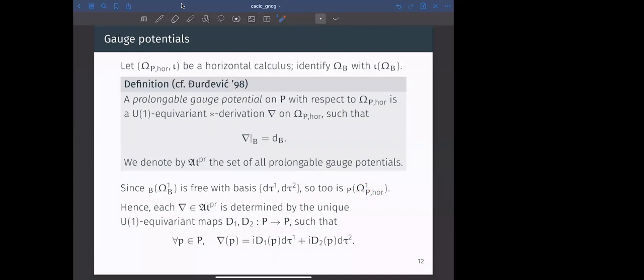So once you're happy with this, each gauge potential is determined by the unique covariant partial derivatives D1, D2, such that nabla of p is i D1 of p dt1 plus i D2 of p dt2. And so here's the thing, we have a candidate for D1 and D2. Basically package all the constant curvature connections together on each piece, together with the usual partial derivatives on the base, and see if we can make that work. And what we'll actually find is that the precise twisted Leibniz rule satisfied by those constant curvature connections will dictate the right module structure.